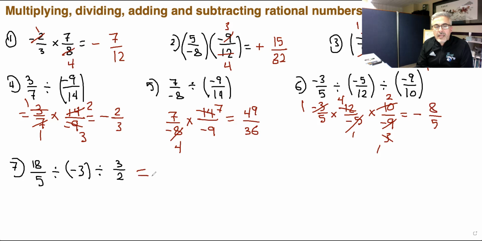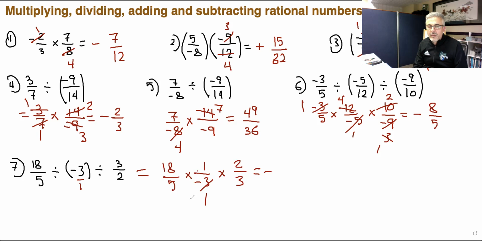Last one in multiplying and dividing. This is 18 over 5 times, remember, there's a 1 here. So we just flip it and make it 1 over negative 3. And then multiply. And we get 2 over 3 here. So now we start reducing. 3 goes into itself once. And before we start reducing, we know we have an odd number of negatives here, so my answer is negative. That way we can just ignore the signs, determining right away if the answer is negative or positive.